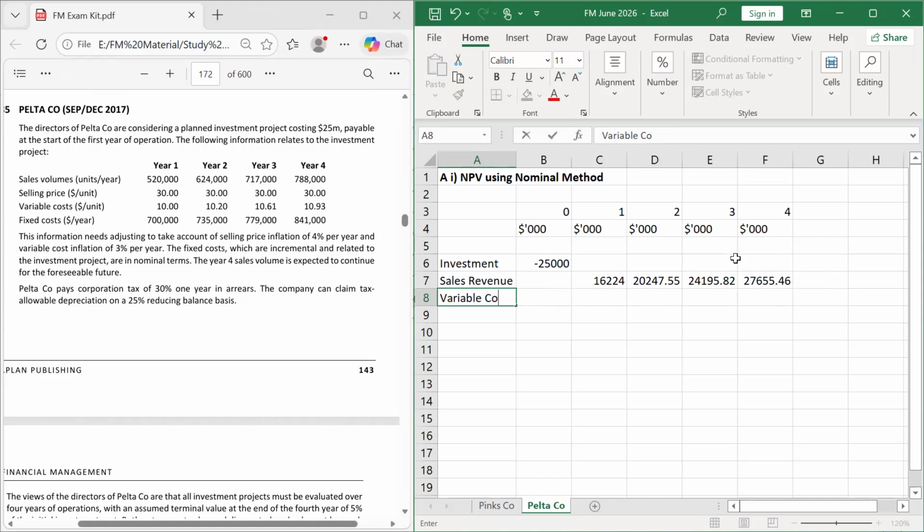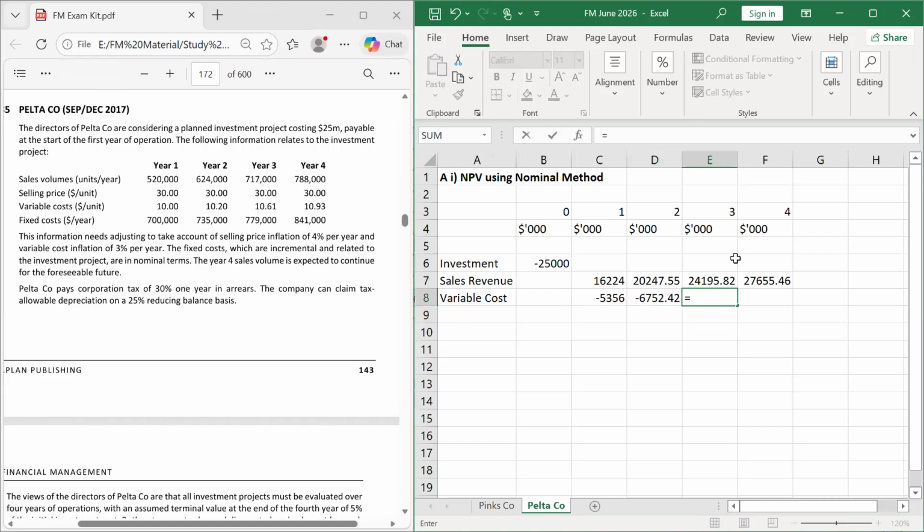So variable cost is going to be negative because it's a cash outflow. 520 is the units that you are selling. Variable cost per unit is 10, and you have to inflate variable cost by 3% per year, so multiply that with 1.03. Then variable cost for year 2: again 624 times cost per unit of 10.2, inflated by 1.03 power 2. So it gives you the variable cost for year two.